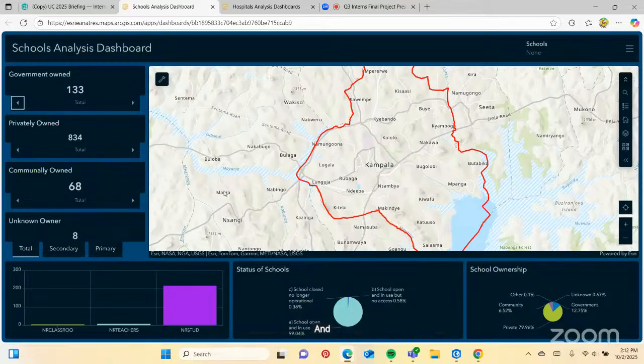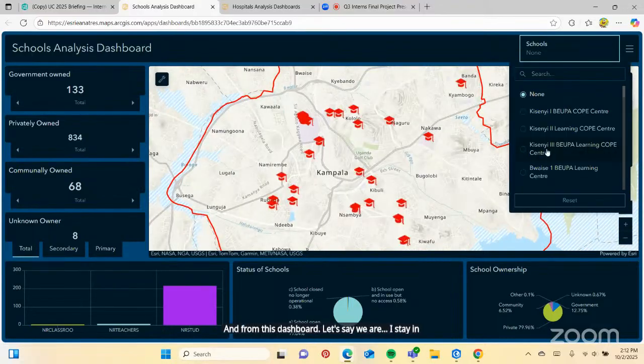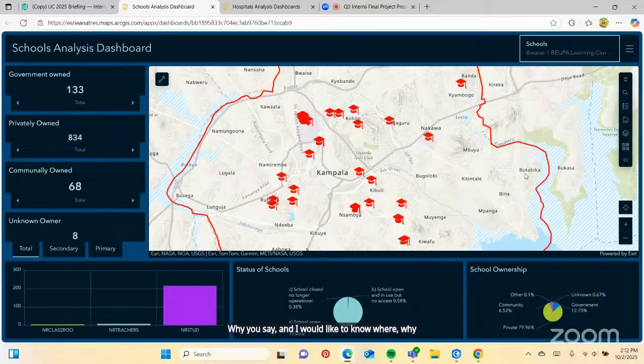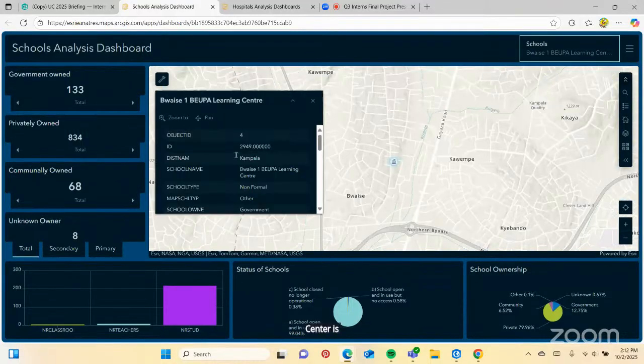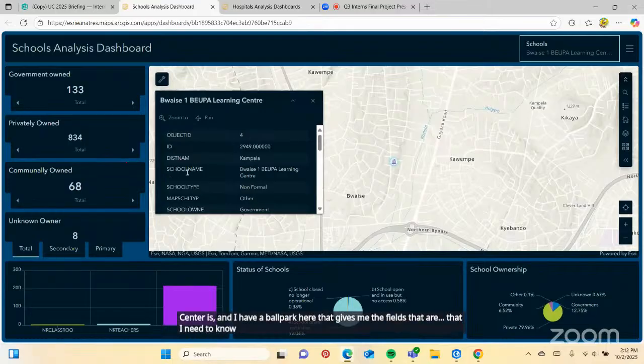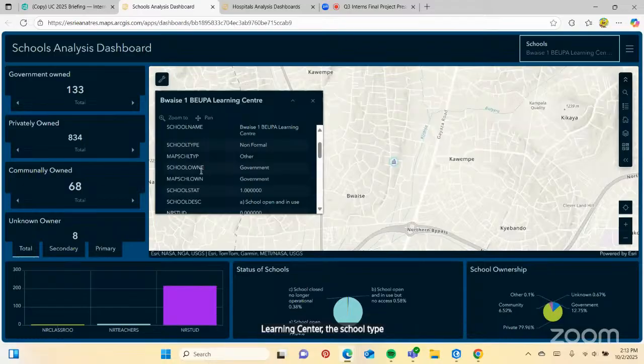And from this dashboard, let's say I stay in Boise, and I would like to know where Boise center is. I have a pop-up here that gives me the fields that I need to know. For example, the school name, which is Boise Learning Center, the school type, which is non-formal, and also the school ownership, which is government.